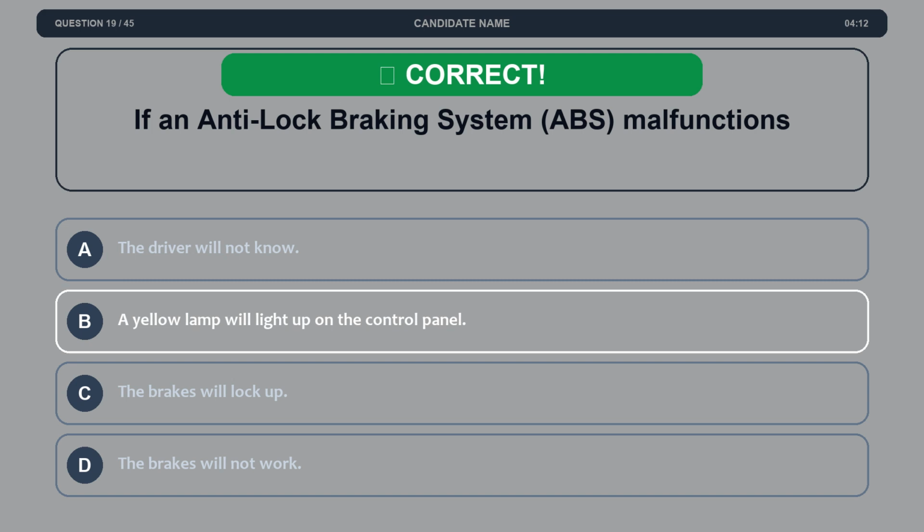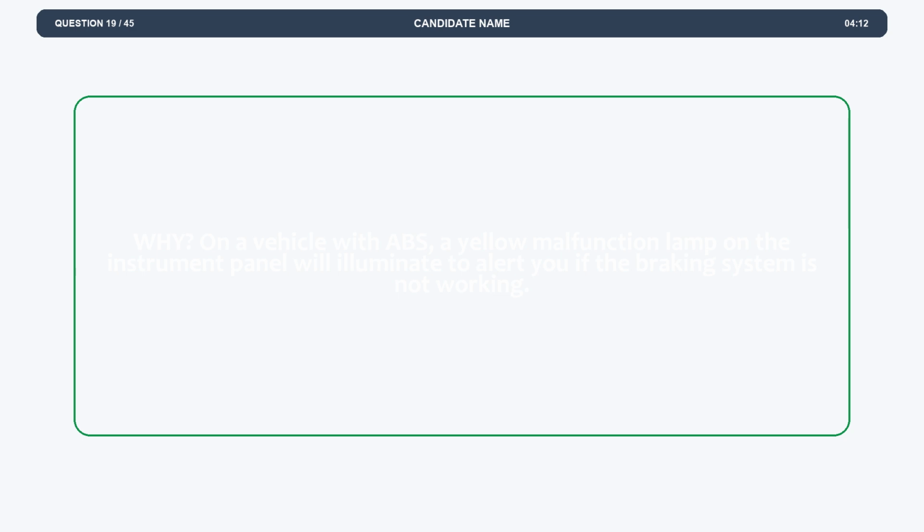The correct answer is option B. A yellow lamp will light up on the control panel. Explanation. On a vehicle with ABS, a yellow malfunction lamp on the instrument panel will illuminate to alert you if the braking system is not working.